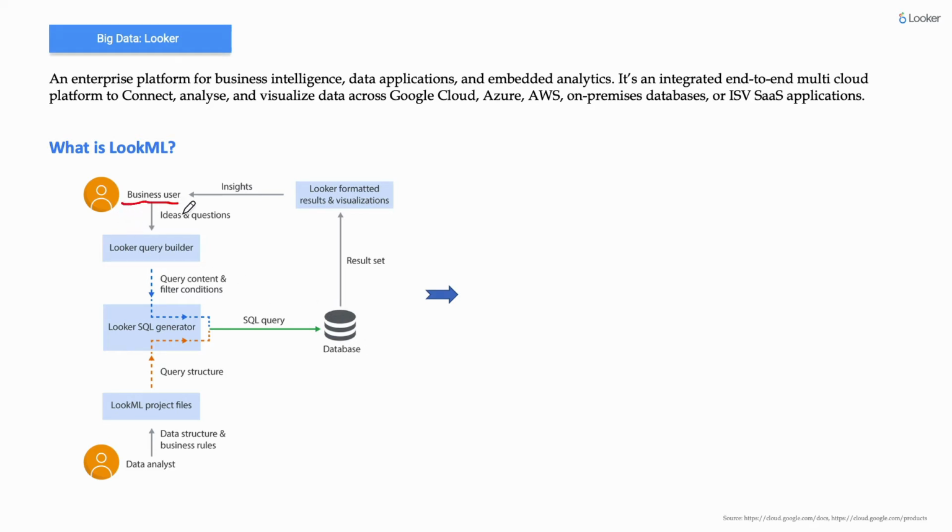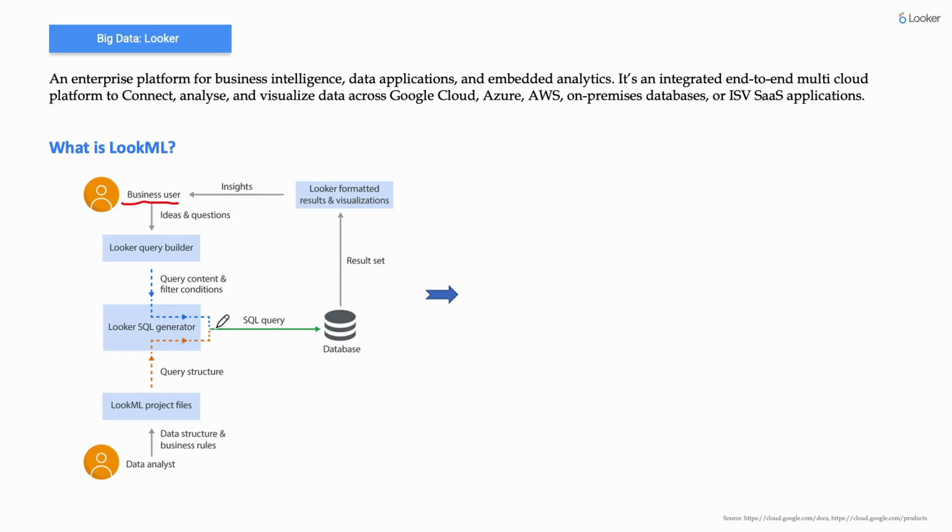So let's say there is a business user. He has some ideas and questions. He uses the Looker query builder to say this is how he wants to see the data, which is similar to writing a query in any BI application. But the difference here is that Looker will generate the SQL based on what the business user has written. It will generate the SQL, and then it will query the data. It will send the result back to the business user.